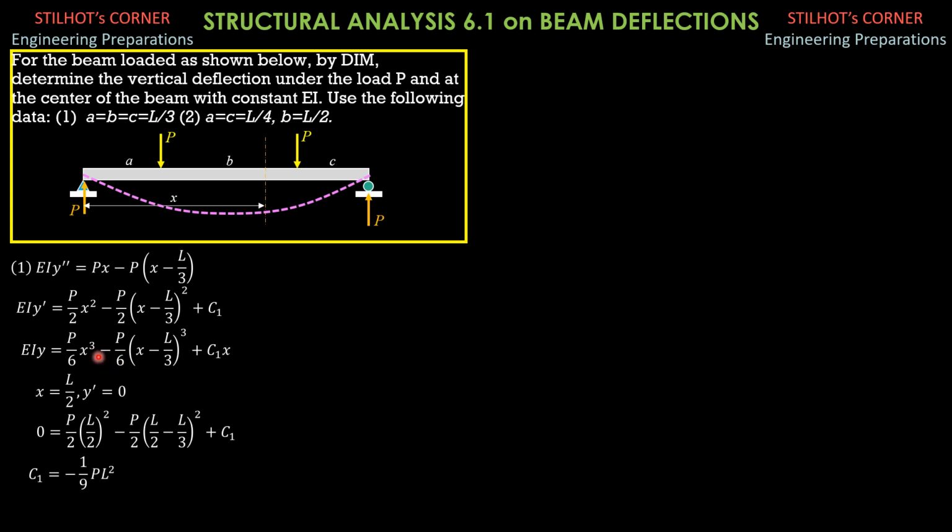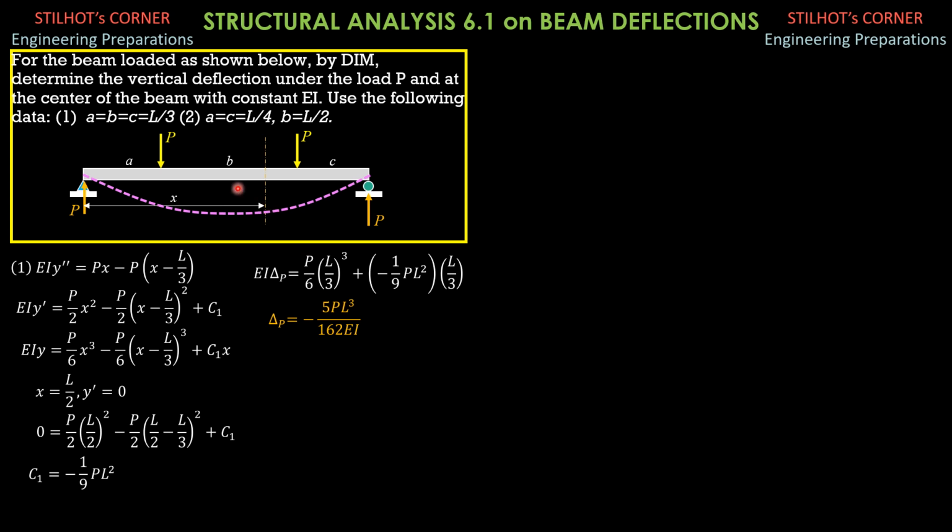We can now evaluate the deflection under the load, setting x equals a and a is L over 3, and using this equation here. And L over 3 minus L over 3, this term will be 0. So EI delta P equals P over 6 times L over 3 cubed plus C sub 1, which is negative 1 over 9 PL squared times L over 3. So simplifying, delta P is equal to negative 5 PL cubed over 162 EI.